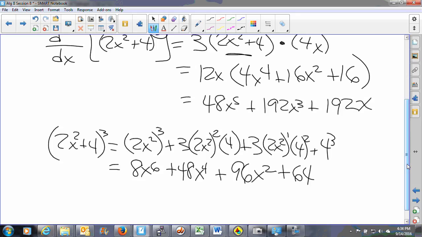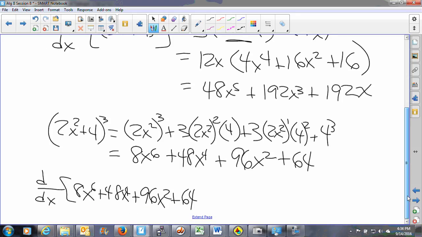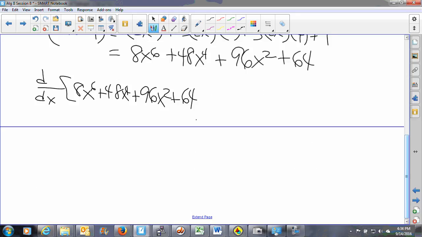Now, if we were to take the derivative with respect to x of this, 8x to the 6th plus 48x to the 4th plus 96x squared plus 64, we would get 8 times 6 is 48x to the 5th. 48 times 4 is 192x cubed, and 96 times 2 is 192x, and the derivative of 64 would be 0.